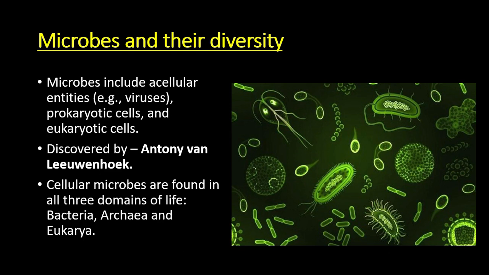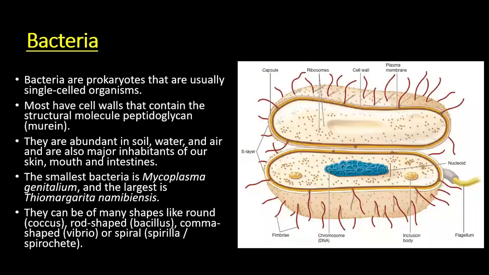They were discovered by Anthony van Leeuwenhoek, and cellular microbes are found in all three domains of life, that is bacteria, archaea and eukarya. So let's go into detail regarding their diversity. They are actually small living entities, small microscopic organisms, and they are known as microbes.